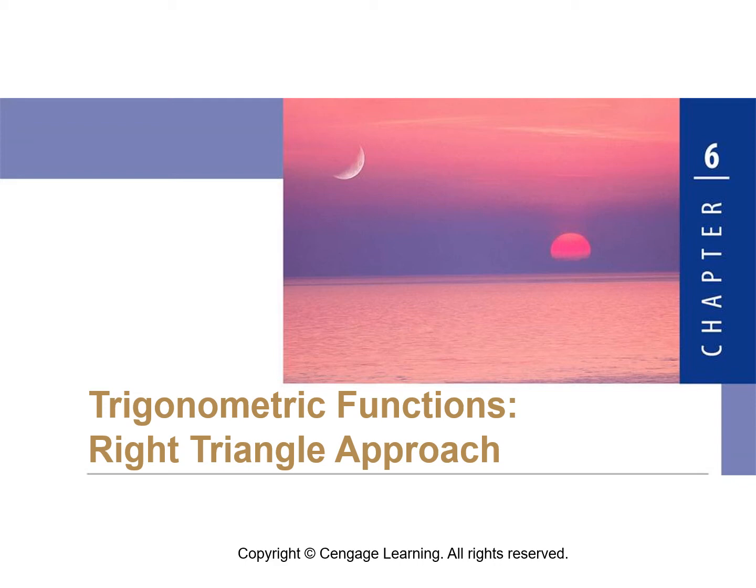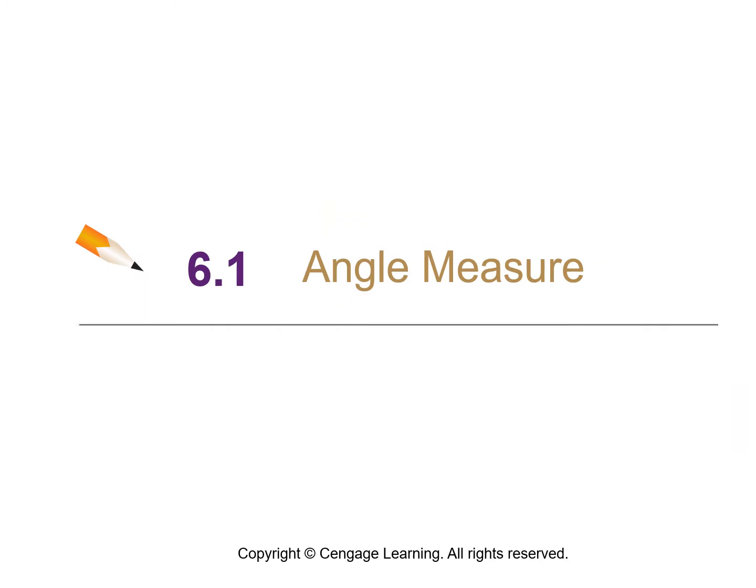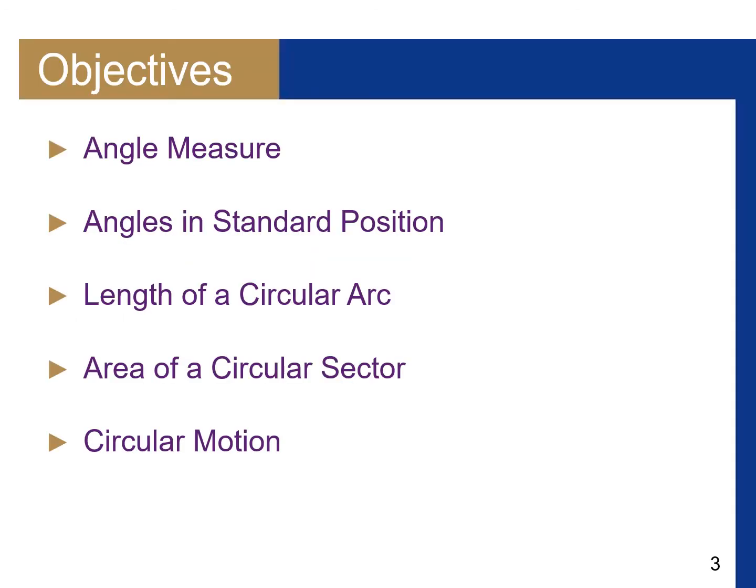We're going to do trigonometric functions, a right triangle approach. This is the beginning of chapter 6. We're going to take a look at angle measure, also angles in standard position, the length of a circular arc, the area of a circular sector, and circular motion. The length and areas of this chapter or of this section was something that you probably went over back in geometry, so it might seem to be familiar to you as well.